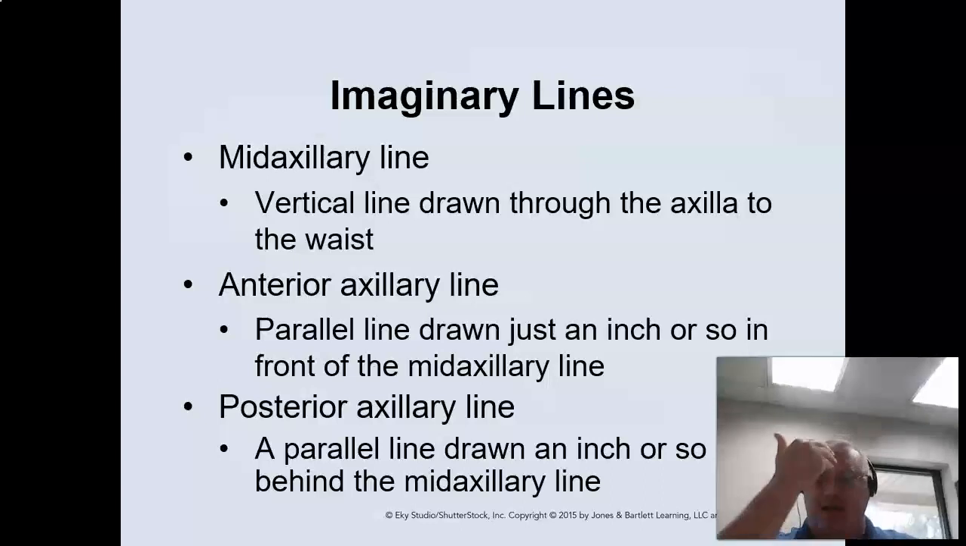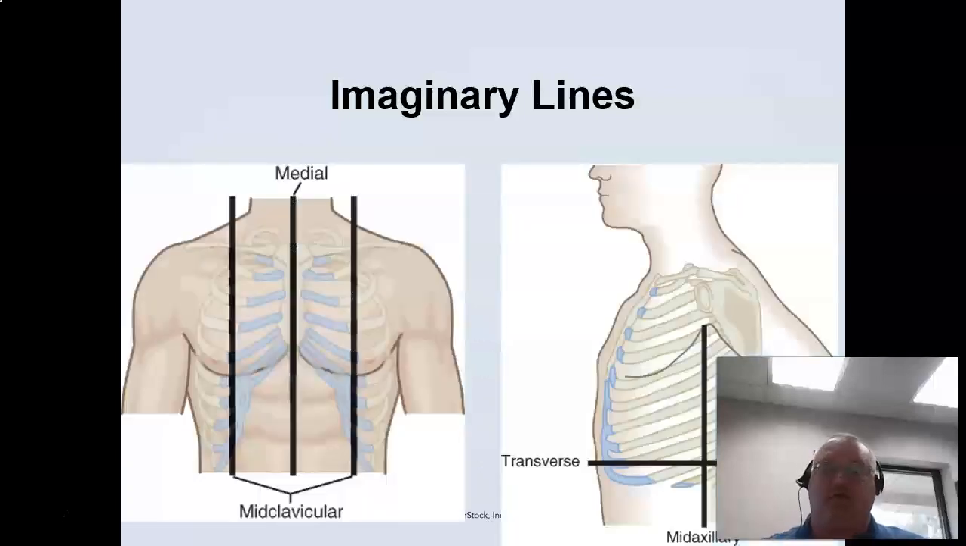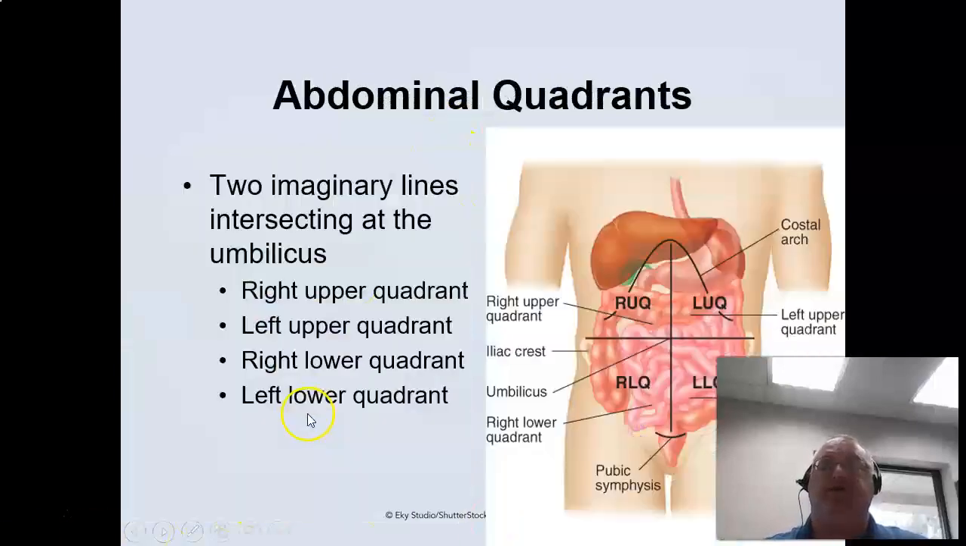Again, the mid-axillary line goes straight down the middle from the axilla to the waist. Your anterior axillary line is the parallel line drawn just an inch or so in front of the mid-axillary line, and then your posterior is on towards the back. So there are your mid-axillary lines. Again, mid-clavicular lines showing those.